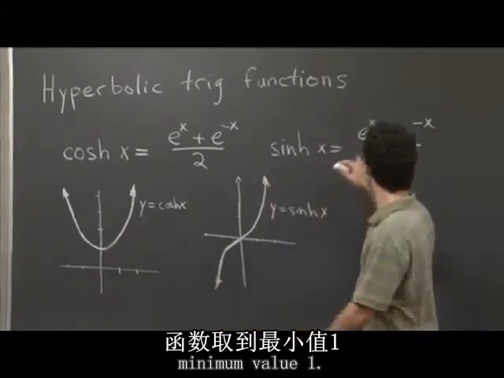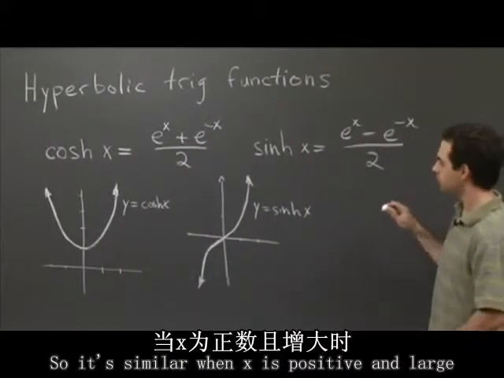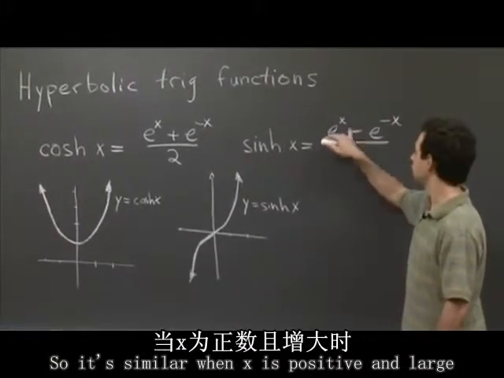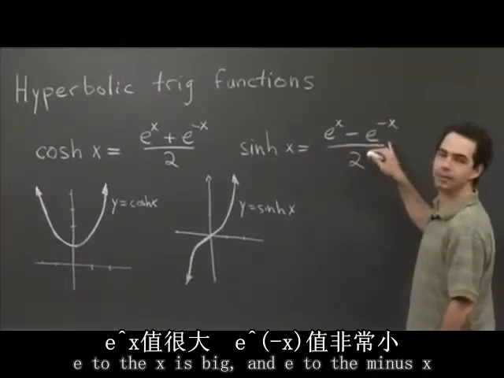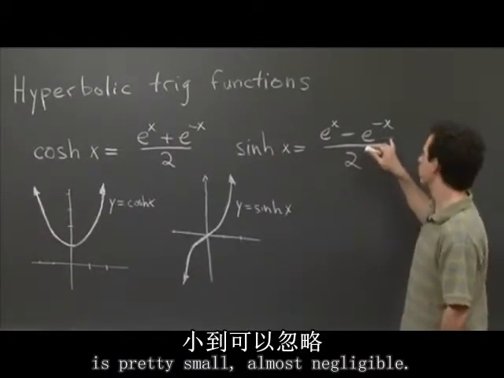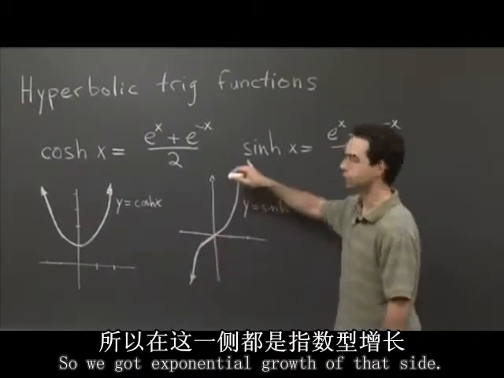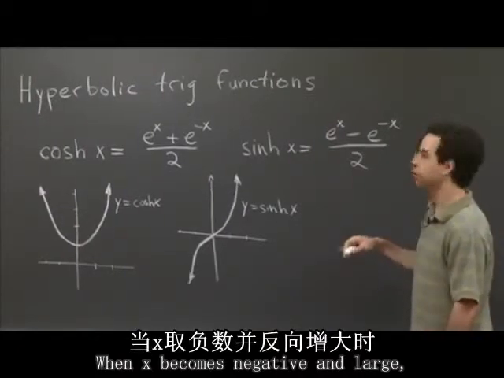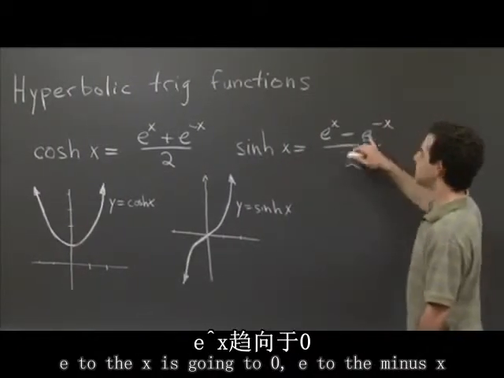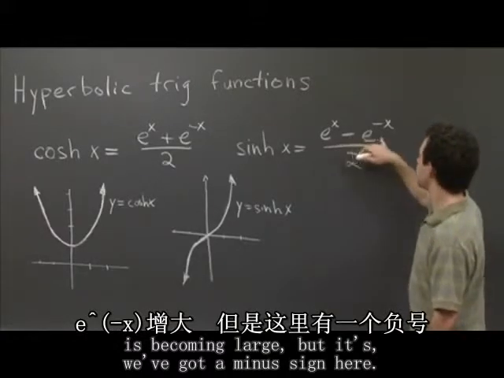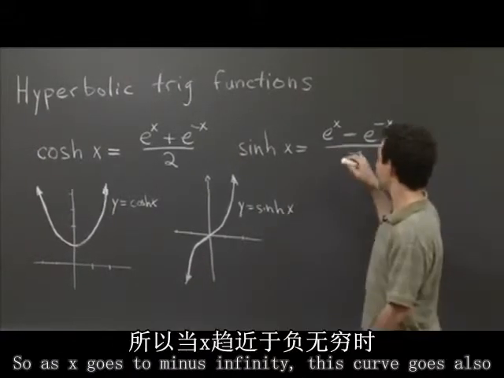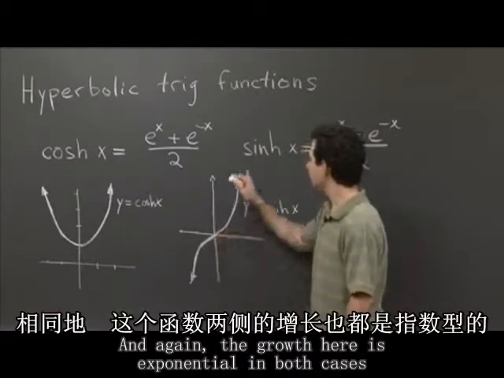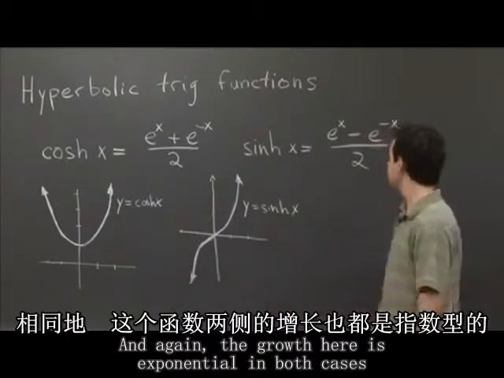For sinh, okay, so we're taking the difference of them. So it's similar when x is positive and large, e to the x is big, and e to the minus x is pretty small, almost negligible. So we get exponential growth off that side. When x becomes negative and large, e to the x is going to 0. E to the minus x is becoming large, but we've got a minus sign here. So as x goes to minus infinity, this curve goes also to minus infinity. And again, the growth here is exponential in both cases.